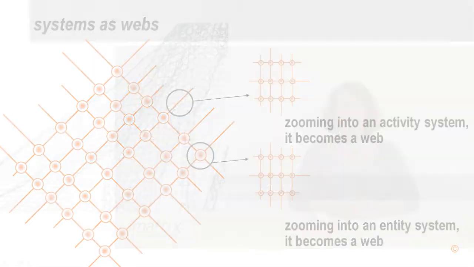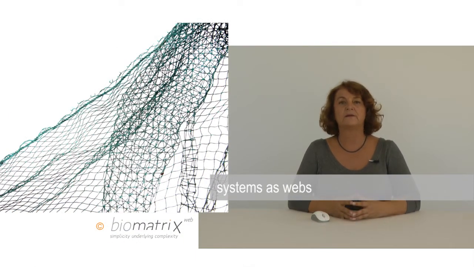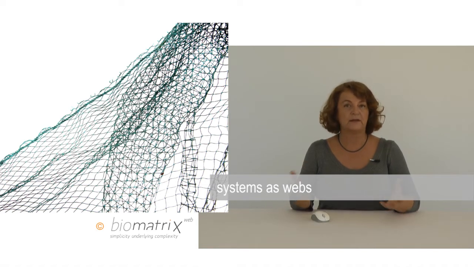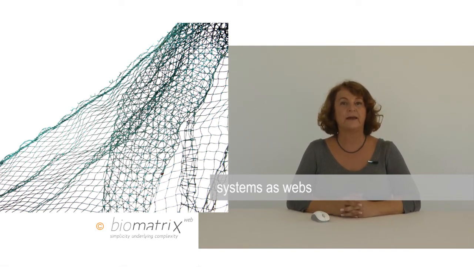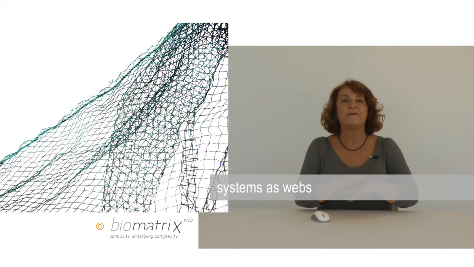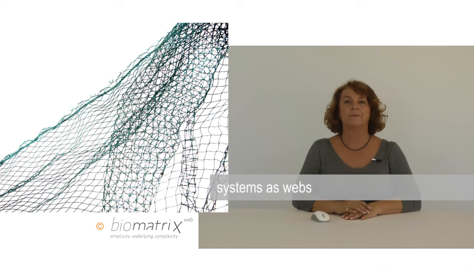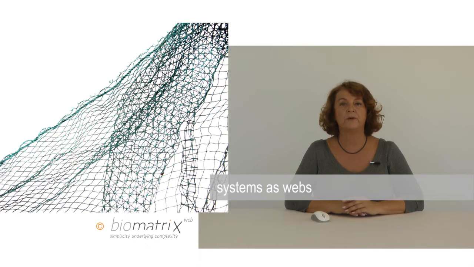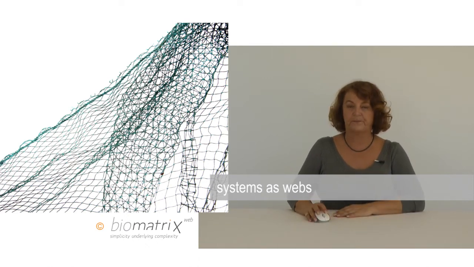So for example, if we are zooming into a society, we will see different organizations, different institutions, different persons, and they are interacting with each other through a variety of activity systems. Likewise, if we zoom into an organization, we will see a web of functions and business activities, and we will see business units, different departments, and different individual persons interacting with each other.